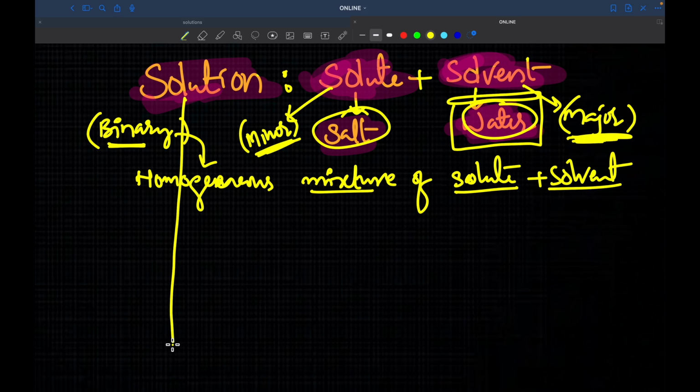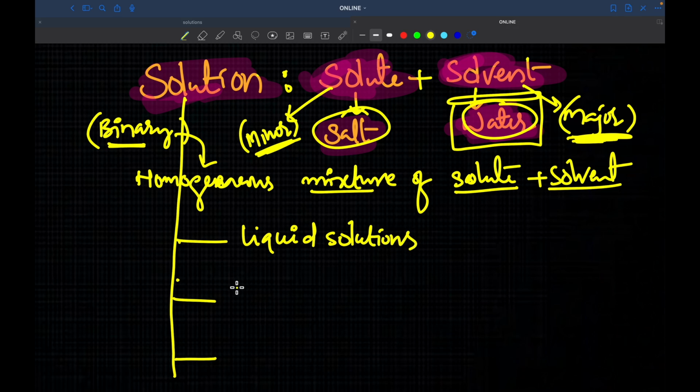Next one, classification of the solutions. Solutions are of three types: liquid solutions, gaseous solutions, and solid solutions.